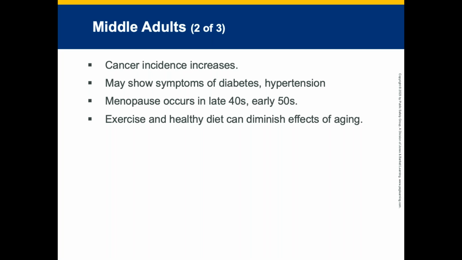Exercise and a healthy diet can diminish many of the effects of aging as well. Unintentional injury is also the leading cause of death of people ages 41 to 44 years old. For ages 45 to 60, the leading cause of death is cancer.